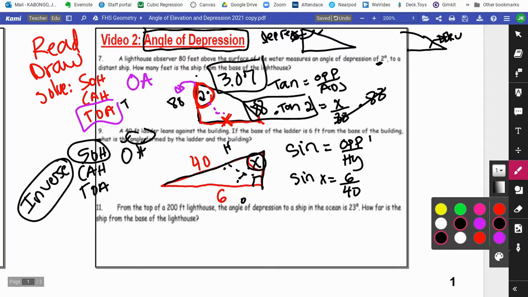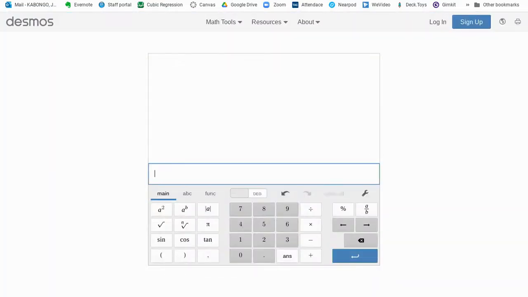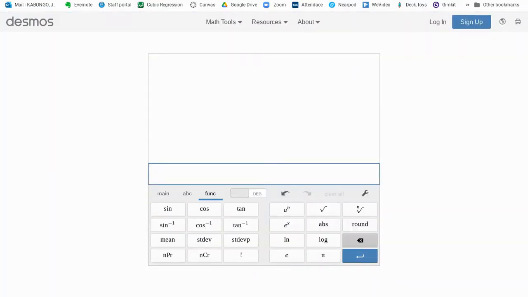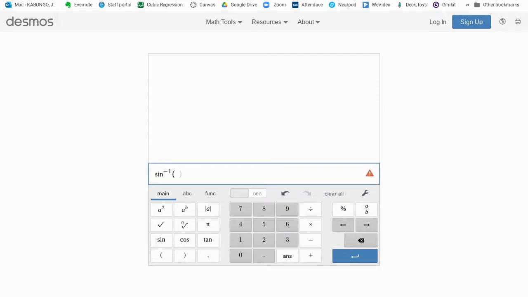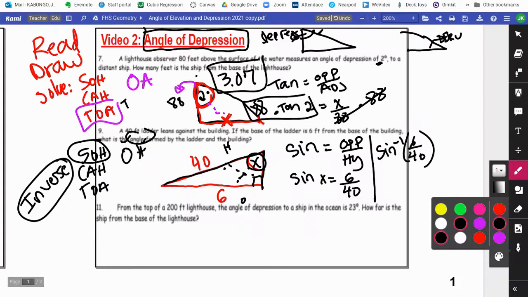So let's finish this. All you have to do is sine inverse of 6 divided by 40. So you go back here, you clear this function, sine inverse of 6 divided by 40. And that's it. Since we're dealing with an angle, we're going to round that to 9. The answer has to be 9 degrees. All right, next one.